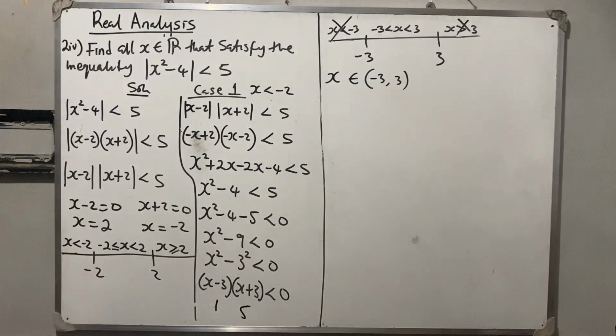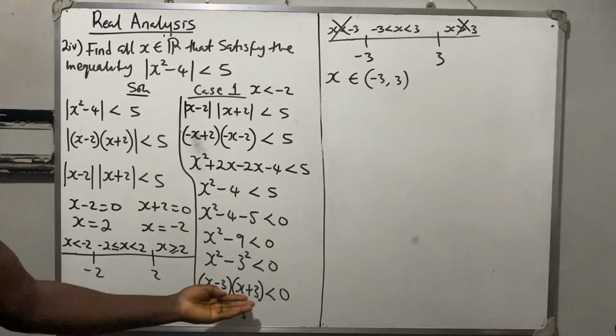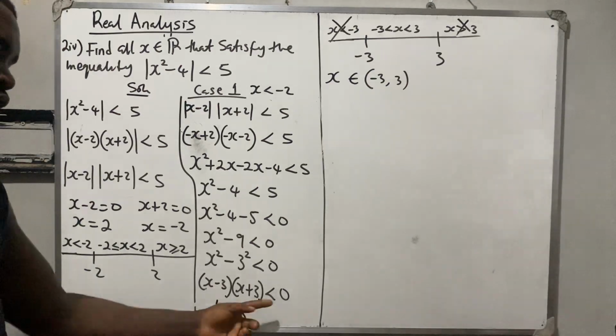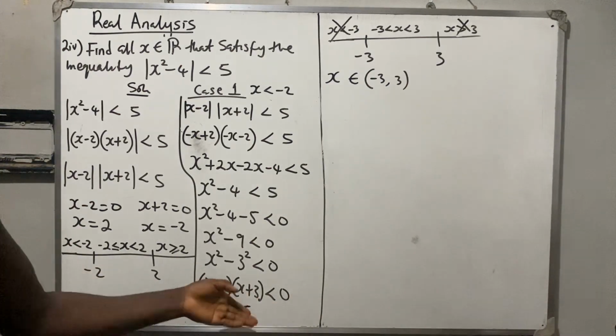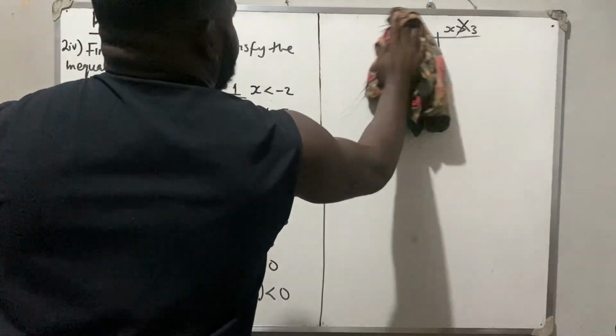So we move to case 2. I hope you understood how I solved this. You pick a number and test if the product of the results will give you a negative number, according to what we have here. So that is for case 1. So we go to case 2.